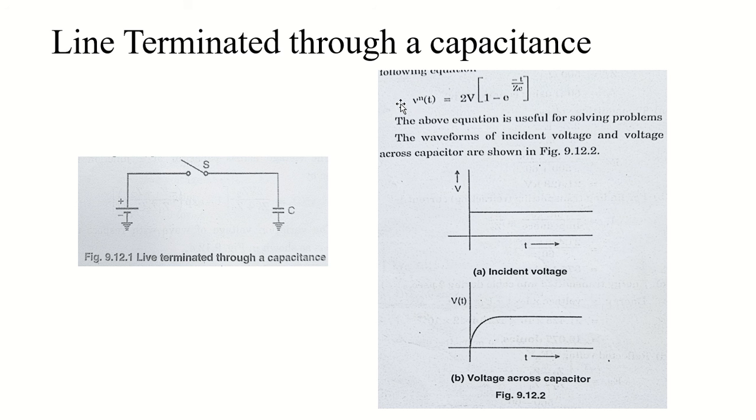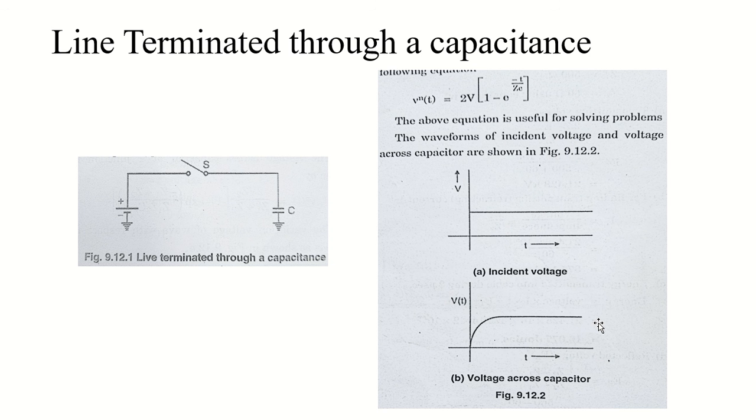V raised to nt will be equal to 2V into the bracket 1 minus e raised to minus t divided by ZC, and we use it to solve the problems related to the line terminated through the capacitance. And here you can see the waveform of the incident voltage and the voltage across the capacitor. This is my incident voltage, it will be flat and straight, and here I'm having the voltage across the capacitor, which is slowly, gradually rising, and once attaining saturation, it stays as it is.